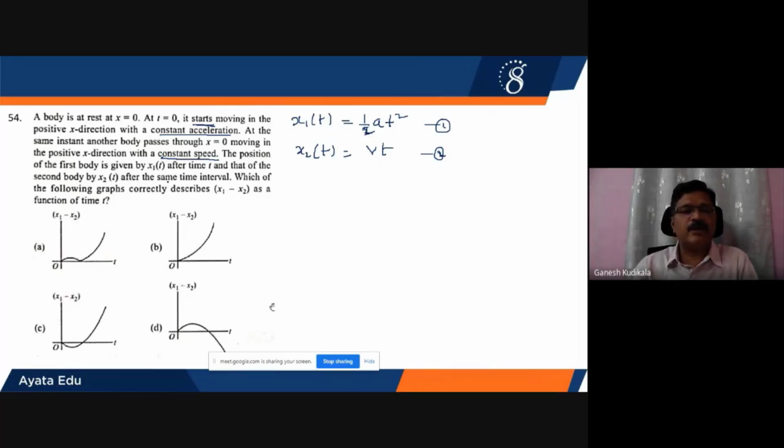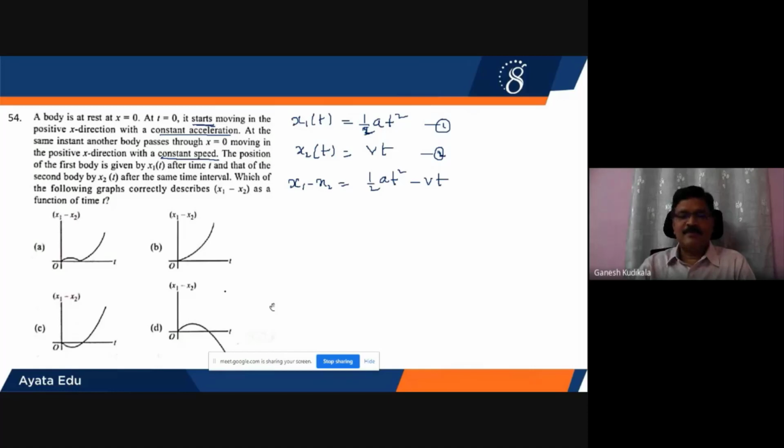Now, he is asking to find out which of the following graphs correctly represents x1 minus x2 as a function of time. Let us find out the value of x1 minus x2. As a function of time, I'm not writing x1 minus x2, by default we have understood. Therefore, half into a into t square minus vt. Since it's a quadratic equation in terms of time, definitely the curve will be a parabola. More or less, all the graphs are parabolas. Is it inward or outward?